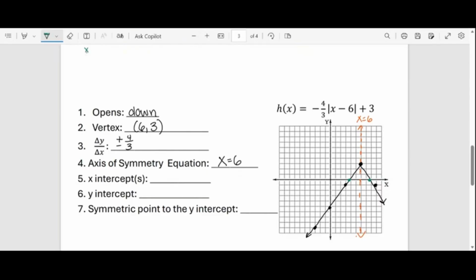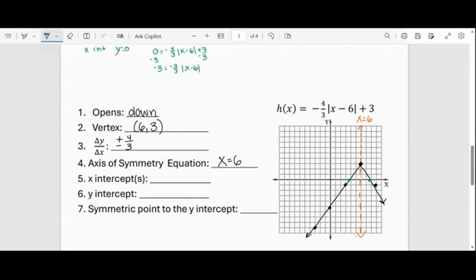As a reminder, to find your x-intercept, you have to plug in 0 for y. So we're plugging in 0 for h of x here. We're going to say 0 equals negative 4/3 times the absolute value of x minus 6 plus 3. We have to isolate our absolute value bars by subtracting 3 on each side. We'll get negative 3 equals negative 4/3 times the absolute value of x minus 6.